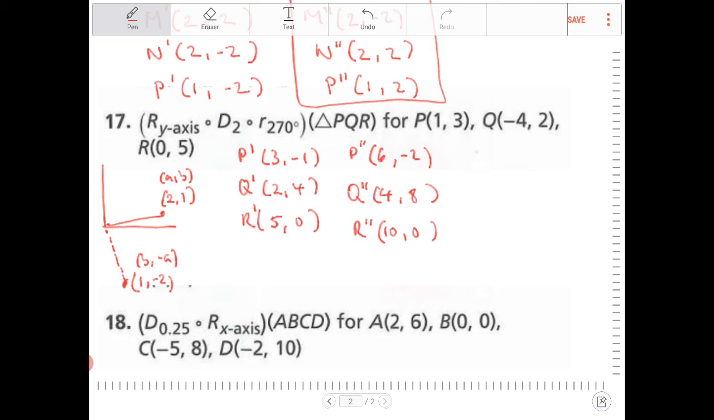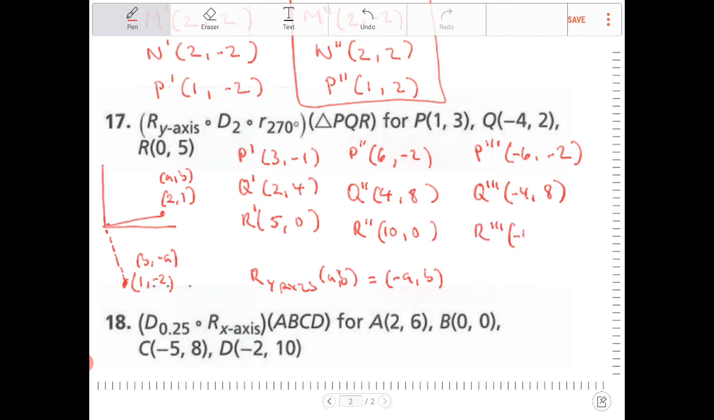Lastly, we're going to have triple prime. When we're reflecting something over the y-axis, we're going to be negating the x coordinate and keeping the y coordinate the same. So this will be negative 6 comma negative 2. Q triple prime will be negative 4 comma 8. R triple prime will be negative 10 comma 0. So this is our final answer here.